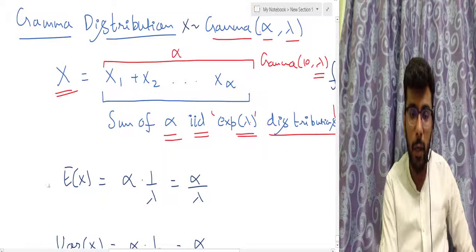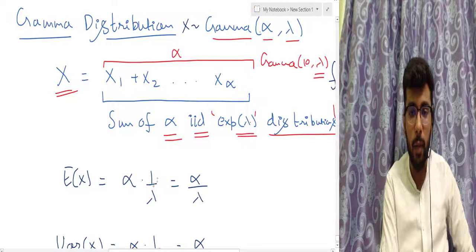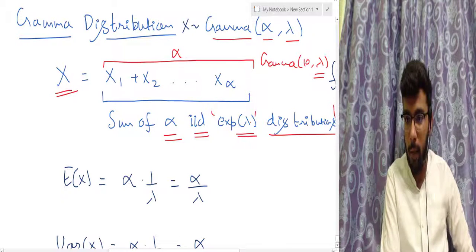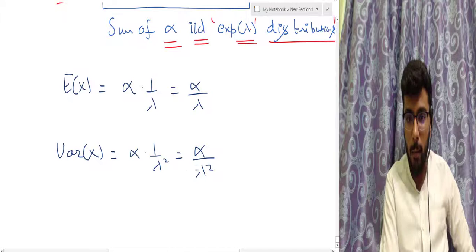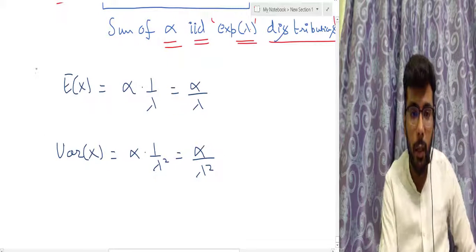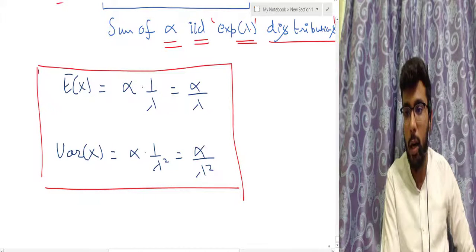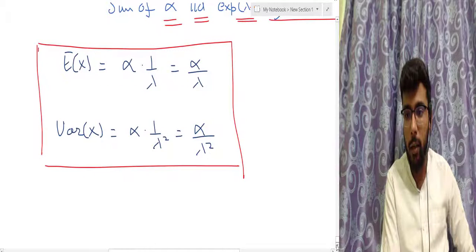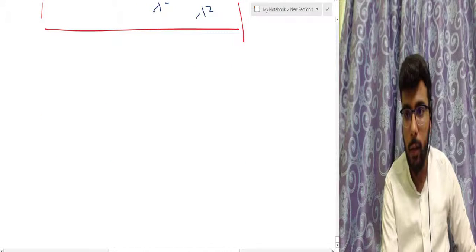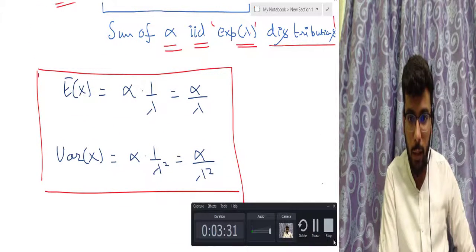What is the expectation and the variance of this distribution? Of course, the expectation would be alpha times the expectation of the exponential lambda distribution, so alpha into 1 upon lambda, that is alpha by lambda. The variance will be alpha into the variance of the exponential lambda distribution, that is 1 upon lambda square, so it becomes alpha upon lambda square. The two things I'll discuss now are the gamma function and the derivation of the expectation and the variance of the gamma distribution.